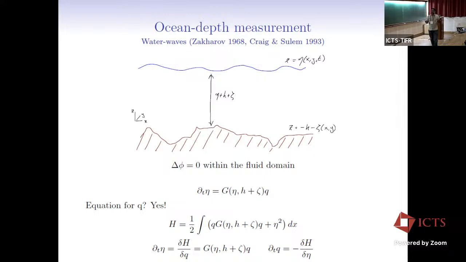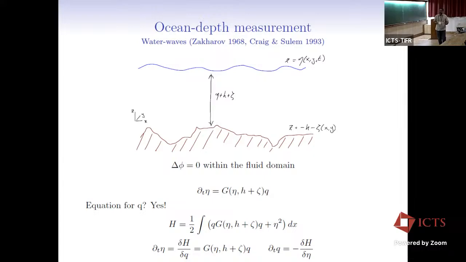Essentially, there's a Hamiltonian. If that word means something to you, well and good. If it doesn't, just think of it as an energy. And the equations of motion can be written purely in terms of this Hamiltonian. So you differentiate this Hamiltonian, like a Euler-Lagrange style functional derivative. You recover the equation for the eta, and you generate an equation for q.